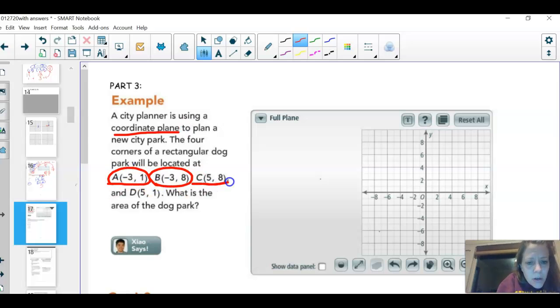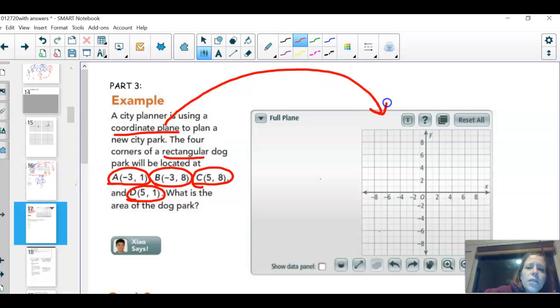Okay. La primera cosa que yo voy a hacer es yo estoy buscando por números importantes. So the first thing I'm doing is I'm looking for important numbers. So I see by looking at this information that I have a coordinate plane. Yo tengo un plano cartesiano. It's rectangular. Es rectangular. And there are 4 points. 1, 2, 3, 4 puntos. I want to know what is the area.